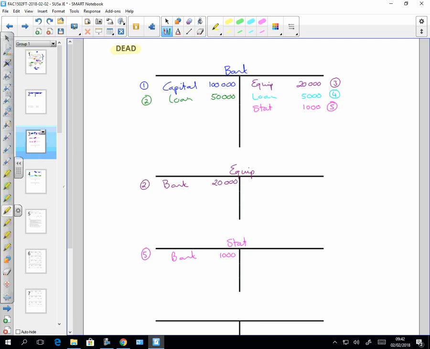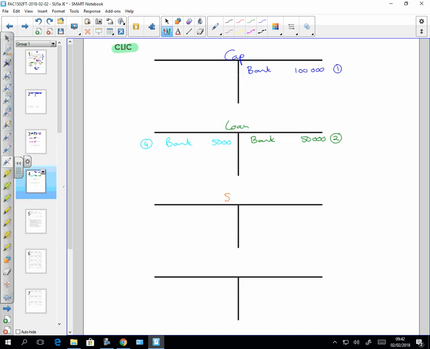Let's go and render a service. So that means money's going to come in again, right? So let's put 8,000 Rand. I'm going to debit the bank because money's coming in again. This is number 6. And we're doing it for cash. So what's the other account? Service income. Let's go to the CLIC page. Service income.